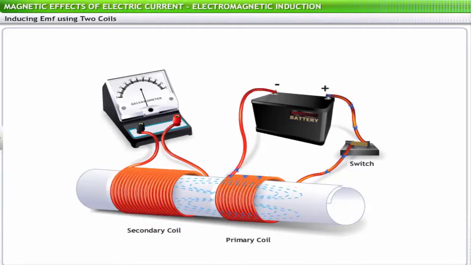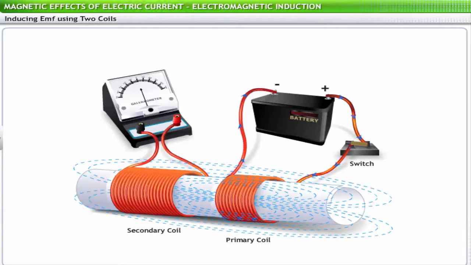As the magnetic field around the primary coil increases, the magnetic field associated with the secondary coil increases equally. The change in the magnetic field associated with the secondary coil induces EMF in the secondary coil. This EMF can be observed through the deflection of the needle in the galvanometer.